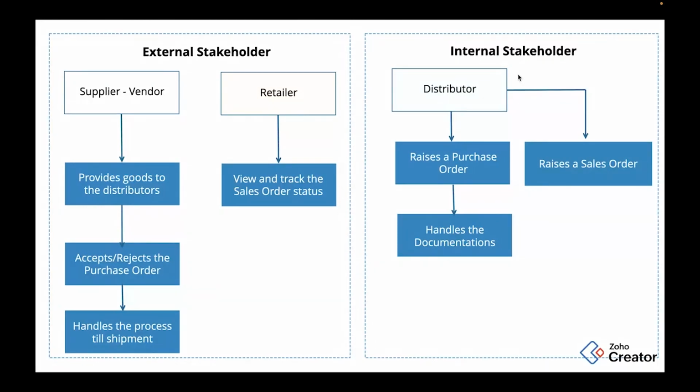The distributor can raise a purchase order. They can handle the documentation process, and they can raise a sales order to distribute the products to the retail sellers as well. As an external stakeholder, we have the suppliers or the vendor who can provide goods to the distributor. They can accept or reject the purchase order, and they can handle the process till the shipment is done. We also have the retailers, who are another external stakeholder in the application, where they can view and track the sales order status.